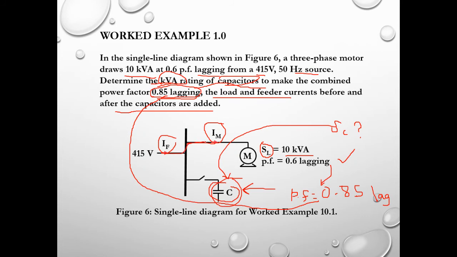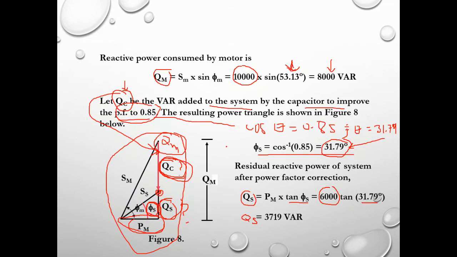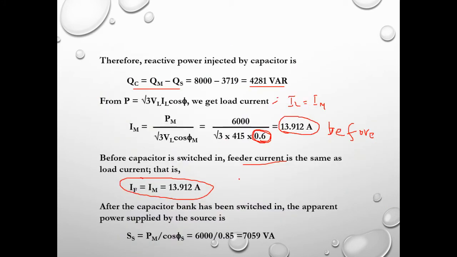So before it is being injected by C, this is open circuit, disconnected, so IF equals IM. And from there, we simply take the IM value as the IF, the feeder current. So this is similar.